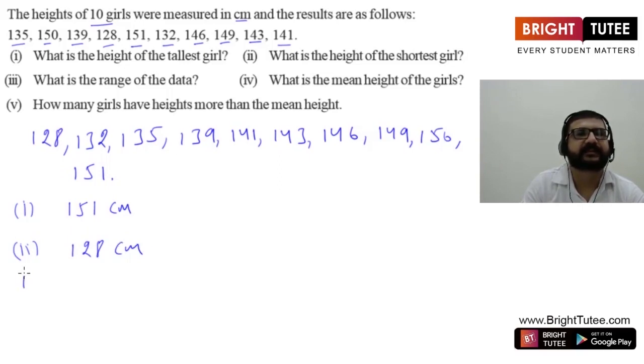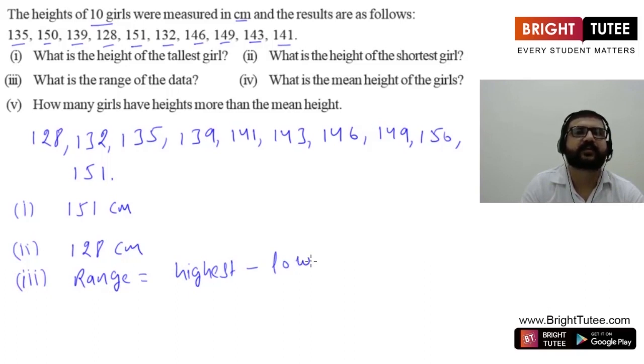And then we will have the third question, which is, what is the range of the data? Now as we know, the range of the data is the highest observation minus the lowest observation. So the highest observation minus the lowest observation here will be 151 minus 128. Now by simplifying this, we will get 23. So the range of this data is 23.